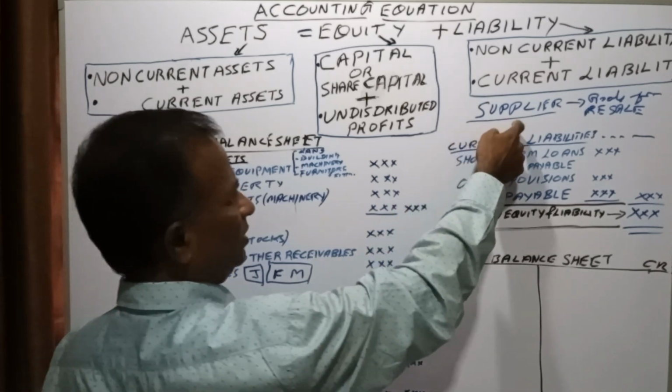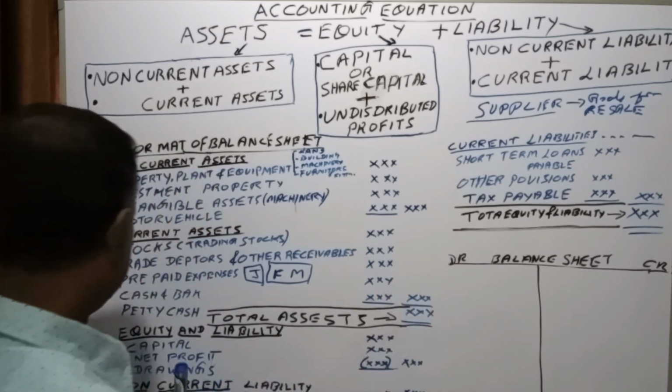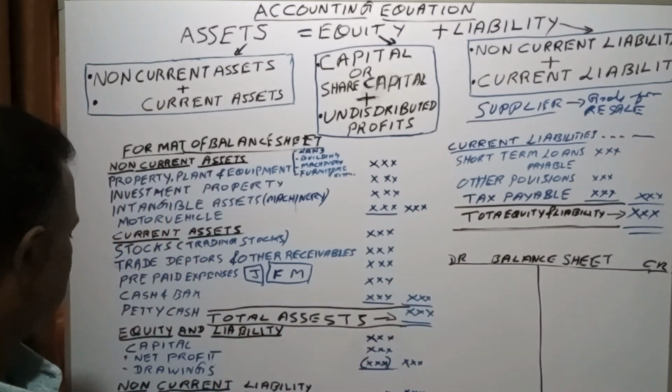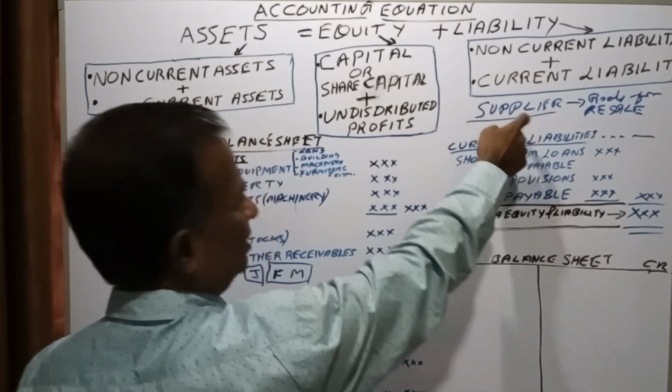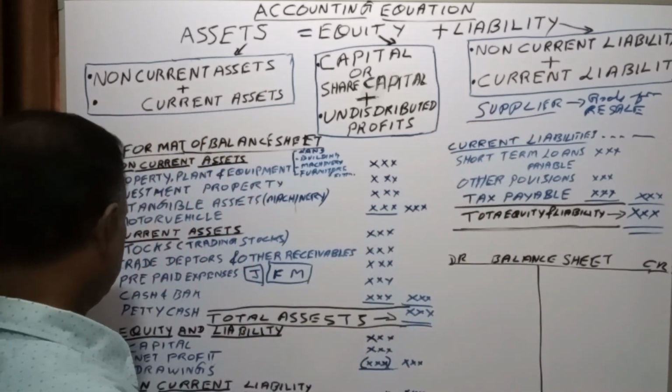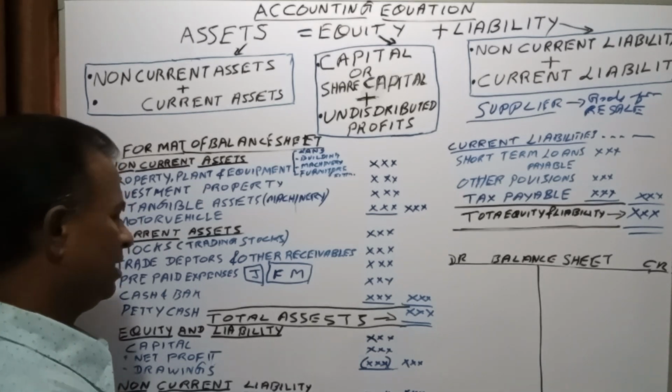If we give it on credit, then we call him a creditor. Trade creditor. For trading purposes, he is giving us the goods on a credit basis, so we call him a trade creditor.